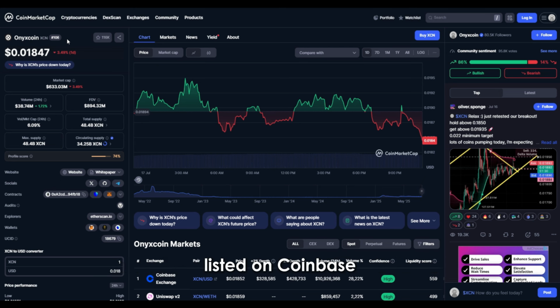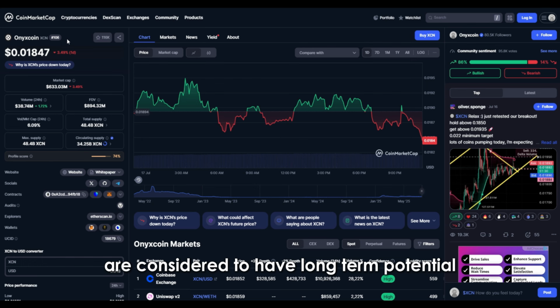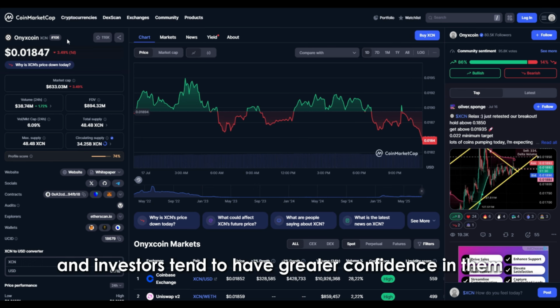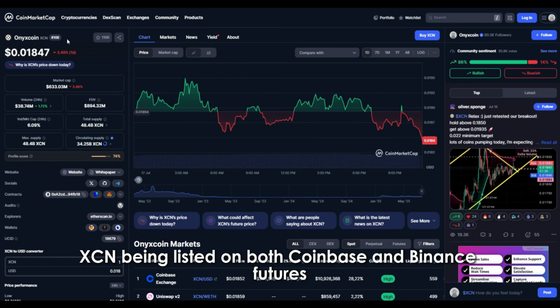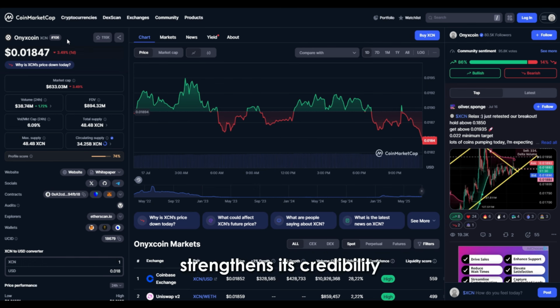Most projects listed on Coinbase are considered to have long-term potential, and investors tend to have greater confidence in them. Therefore, Xcn being listed on both Coinbase and Binance Futures strengthens its credibility and increases its potential for a spot listing. Xcn's current market ranking is also a significant factor.